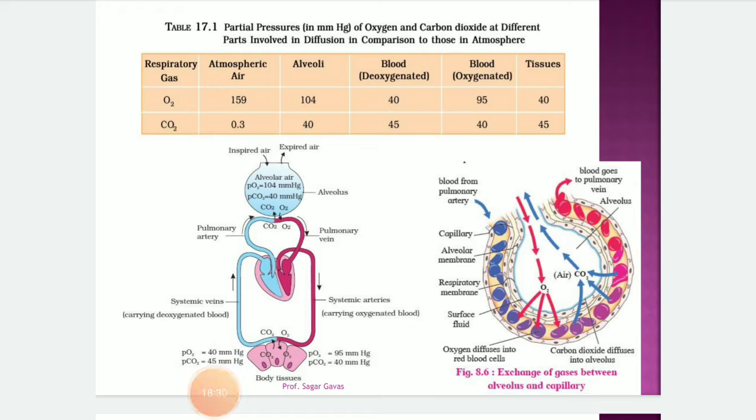Now you can refer to the table. In the table, they have mentioned the respiratory gases, oxygen and carbon dioxide. The first column is for the atmospheric air, the second is alveolar air, or alveoli, the third is deoxygenated blood. Then when it becomes oxygenated, the pulmonary vein will have 95 mm of mercury column and 40 mm of mercury column partial pressure, and tissue will again have 40 to 45. So this table is very important for NEET, and this diagram is again from the NCERT. So you have to remember that diagram for your NEET exam as well.